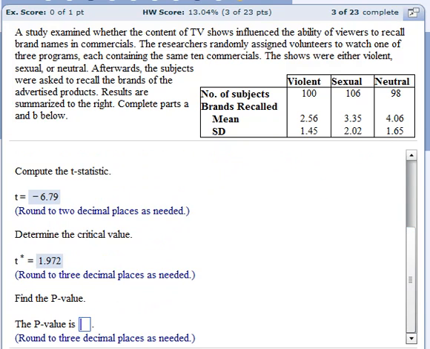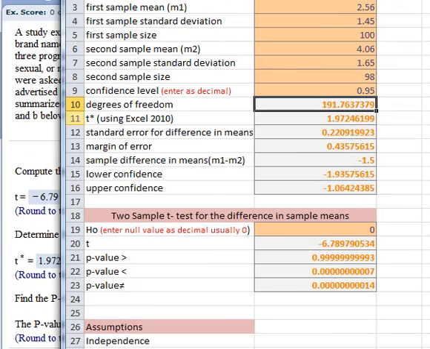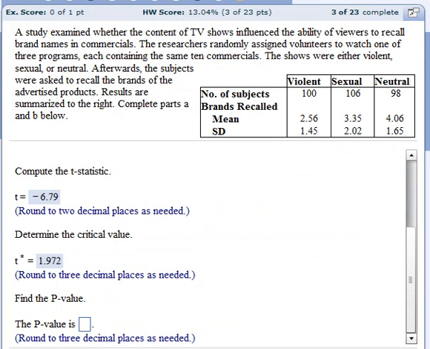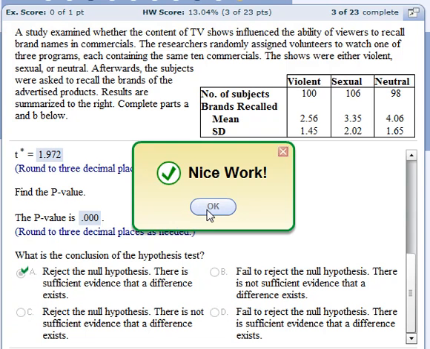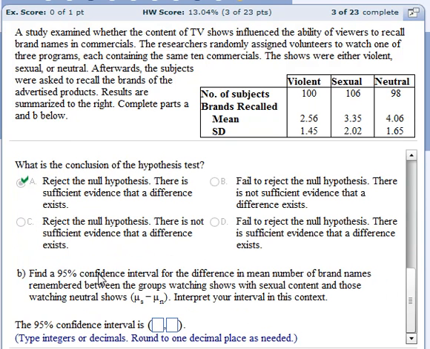Okay, now the corresponding p-value, that's going to be this one, which is the not equals. Look at how small that is, essentially 0. So to 3 decimal places, you can just put in 3 zeros. Now, when you have a p-value that small, you will reject the null hypothesis if there is sufficient evidence that a difference exists. And find a 95% confidence interval with the difference in the mean number of brands remembered.